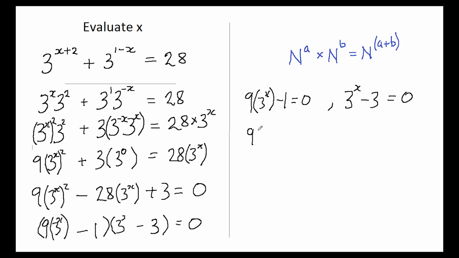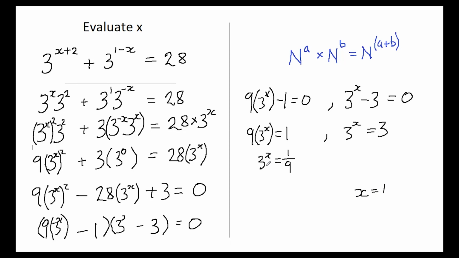Rearranging, we get that 9 lots of 3 to the x must equal 1, or 3 to the x must equal 3. And this becomes 3 to the x equals 1/9, dividing both sides by 9. So, can we now work out what x is? Let's do this one first. 3 raised to what power gives you 3? The answer is 1. So x equals 1.